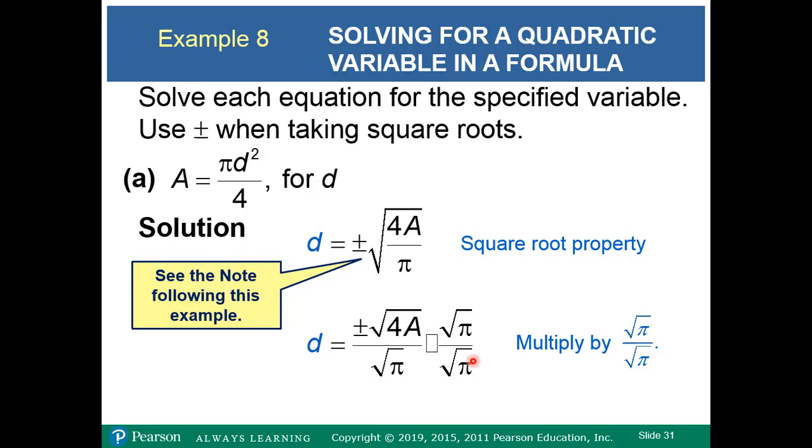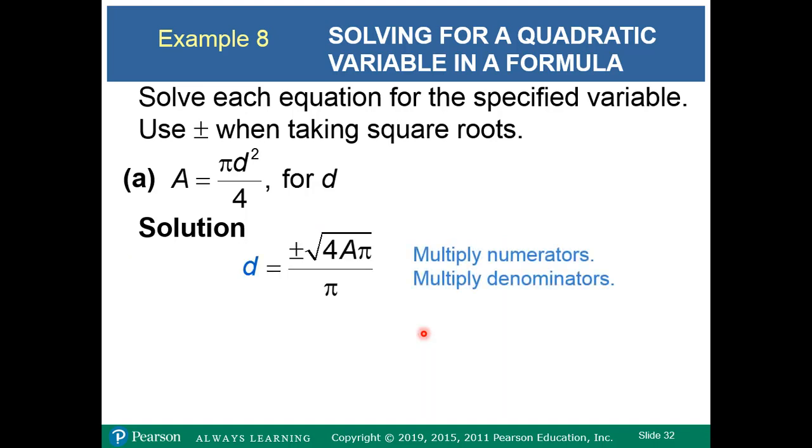So we're going to multiply the top and the bottom by the square root of pi. This is called rationalizing the denominator. We don't want to have a square root in the denominator. So we multiply the top and the bottom by the square root of pi, and that's okay. This is going to give us pi in the bottom, and then we're going to have an extra factor in the numerator. Okay, and so we're going to end up with this, simplified.